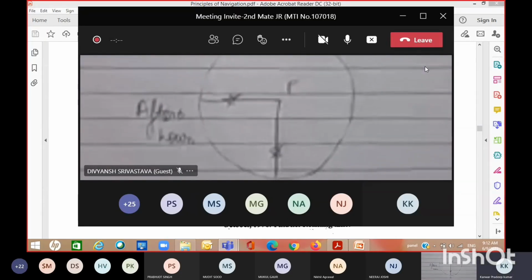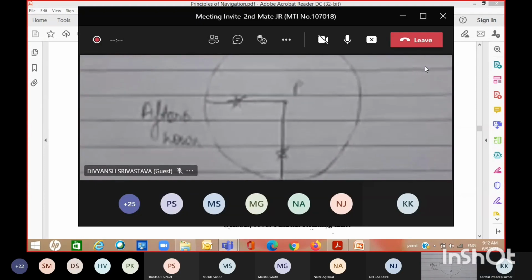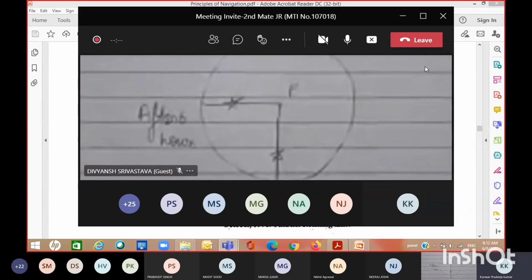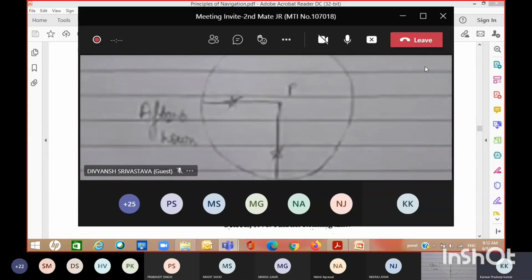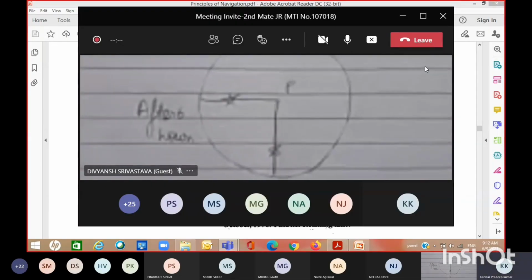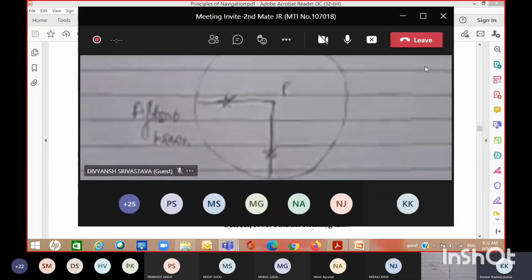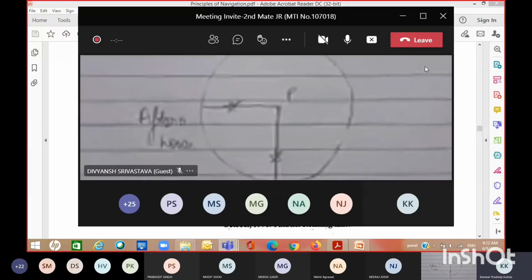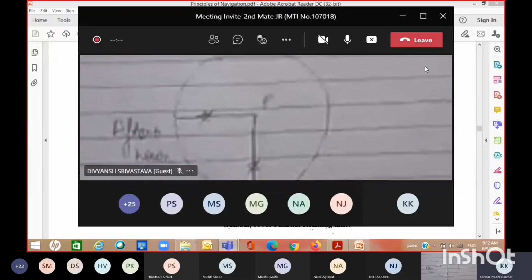And after 6 hours, Earth is moving west to east, so the celestial sphere is moving east to west. All the hour angles are measured westwards, that's why. So after 6 hours it should be here, approximately 90 degrees. What is the LHA?